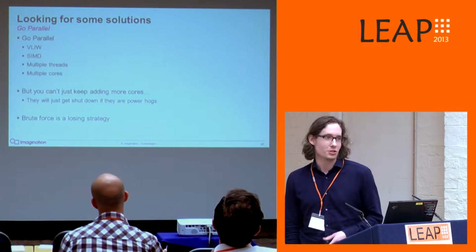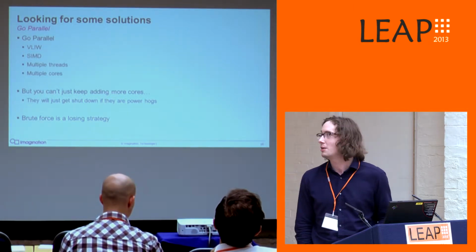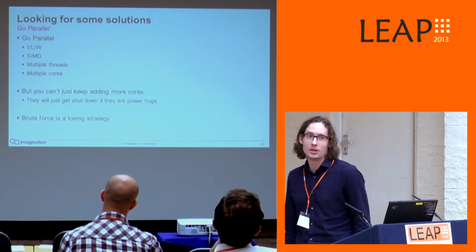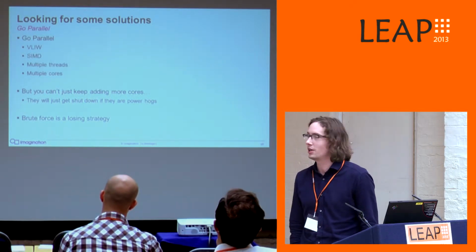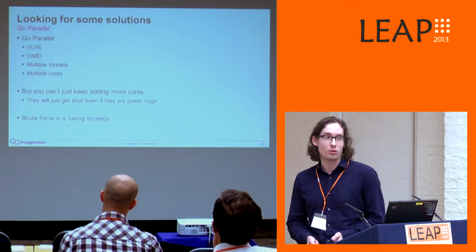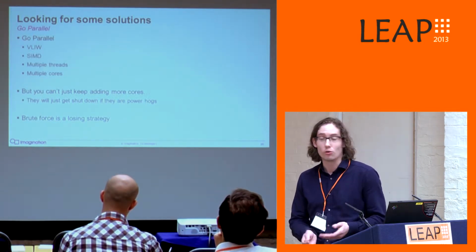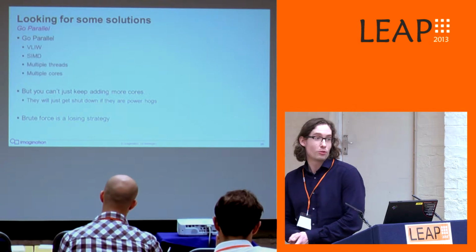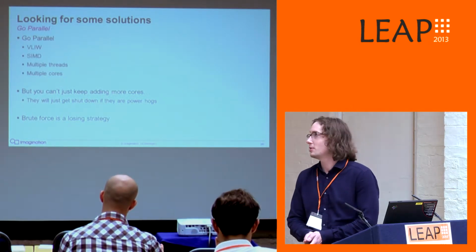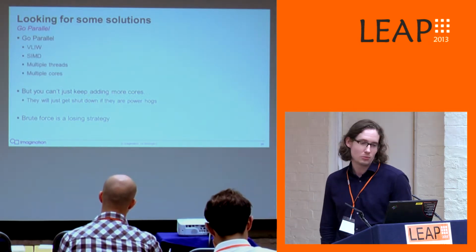So what are the kind of solutions? These have been talked about this morning already, but one of the things we can do is we can go parallel. So things like VLIW architectures and SIMD, they let you do more per clock cycle and therefore run the device slower, therefore it's more power efficient. Multiple threads and multiple cores are pretty standard techniques, but you can't just keep adding more cores.